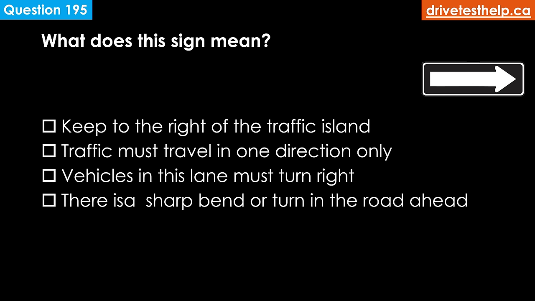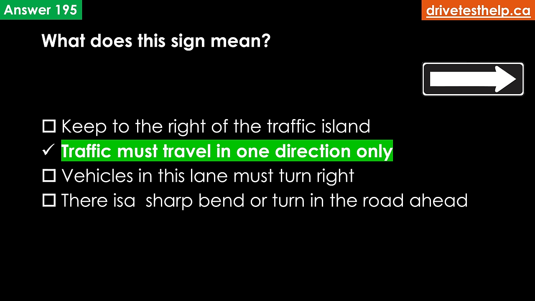What does this sign mean? Keep to the right of the traffic island. Traffic must travel in one direction only. Vehicles in this lane must turn right. There is a sharp bend or turn in the road ahead. The correct answer: traffic must travel in one direction only. This is a one-way sign. On this street, traffic may travel only in the direction of the arrow.